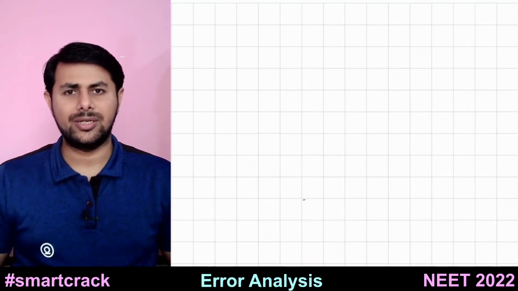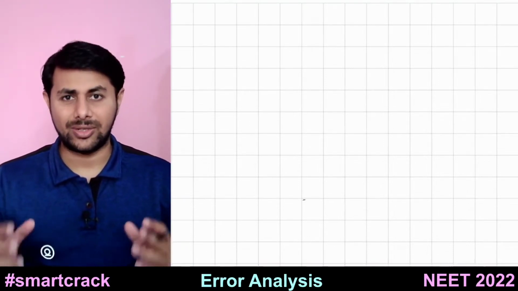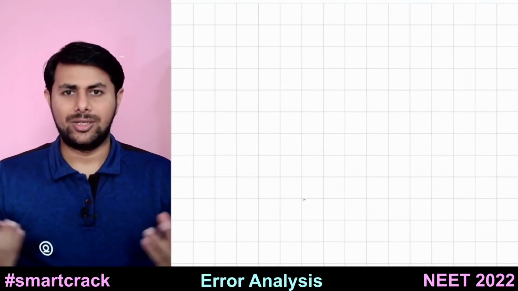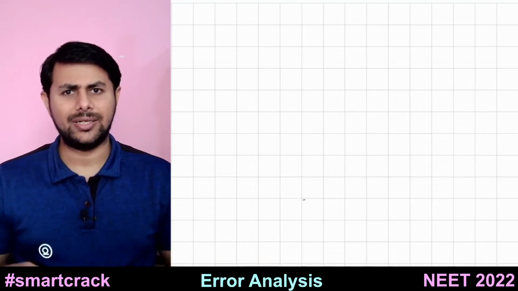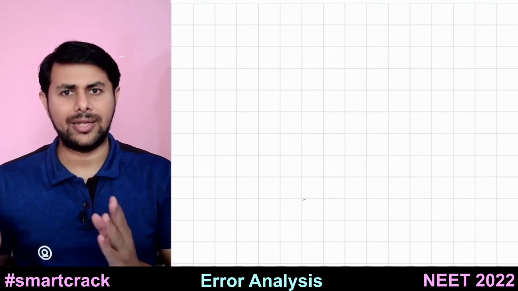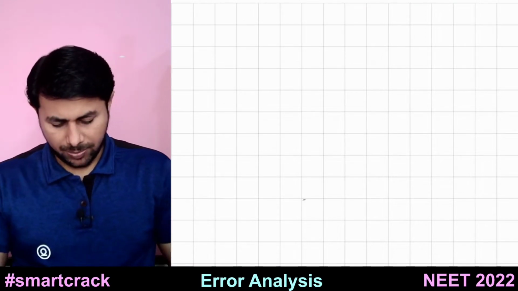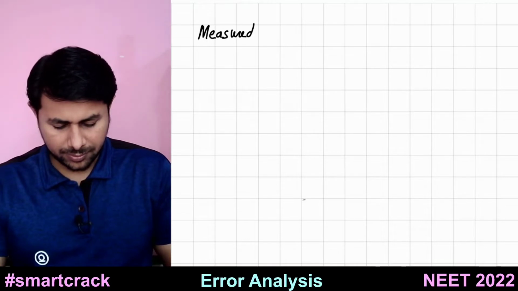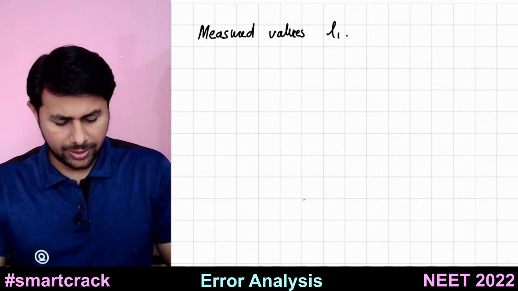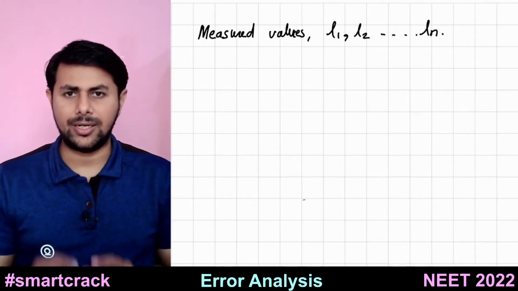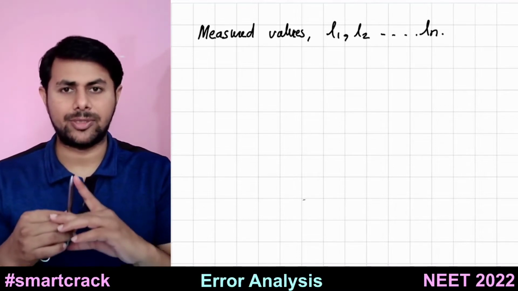Let's suppose I want to measure some quantity. Let's suppose I want to measure the length of this pen, so I take a meter scale and I go on measuring the length of this pen, let's say n times. I take n measurements. So suppose the measured values are L1, L2, and so on and so forth up to Ln. These are n measured values for the length of this pen.